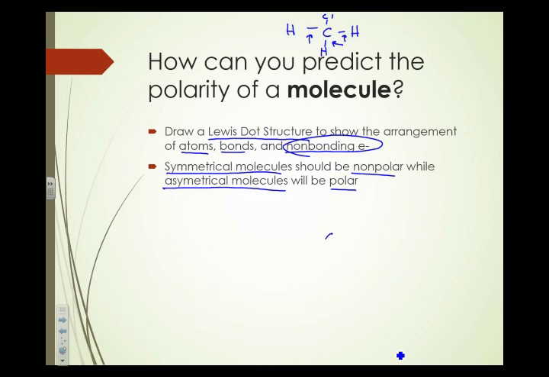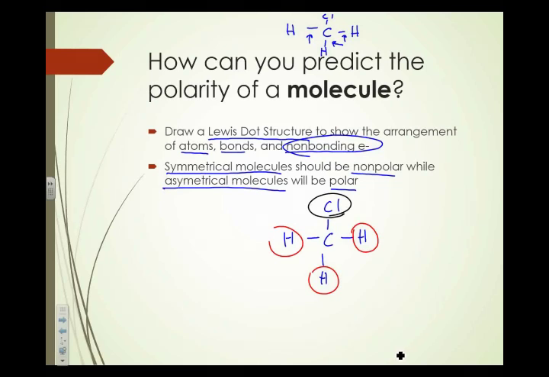For example, let's redraw that molecule I just put up there. And we see I've got hydrogen, hydrogen, hydrogen, but hey, this is not a hydrogen. So therefore, I don't have a symmetrical molecule. I don't have all the same things attached to my central atom. And because that's the case, this would be considered a polar molecule.